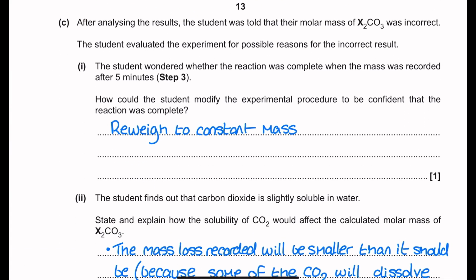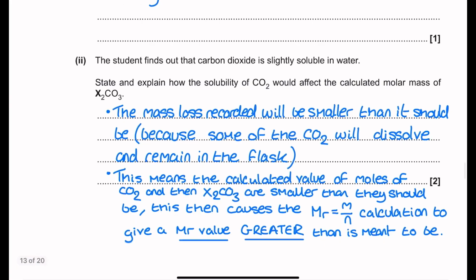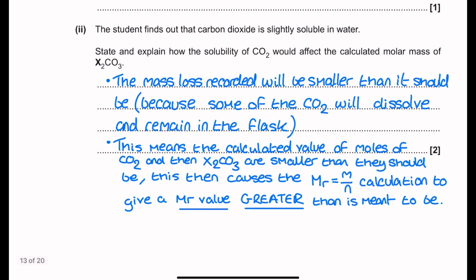Moving on to part C, we're asked how we could modify the experimental procedure to be confident that the reaction was complete, and in the context of this reaction, we would reweigh to a constant mass. The student finds out that carbon dioxide is slightly soluble in water. State and explain how the solubility of CO2 would affect the calculated molar mass value of the X2CO3.